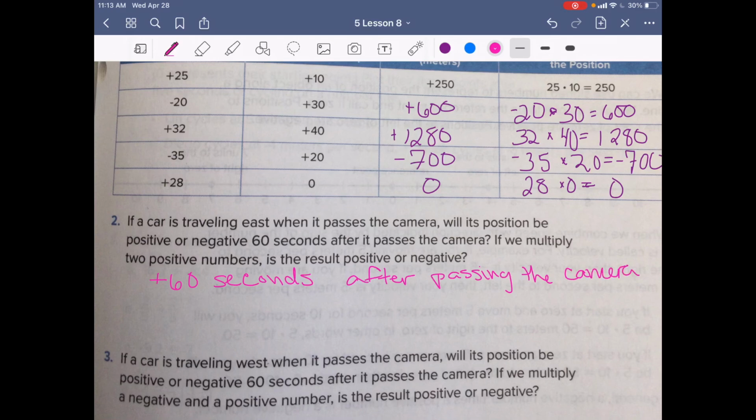All right, and then the second part says, if we multiply two positive numbers, is the result positive or negative? Well, two positive numbers is kind of what we do before we even got into this unit, right? If we did 2 times 3, we knew the answer was going to be 6. So a positive times a positive will always be positive.